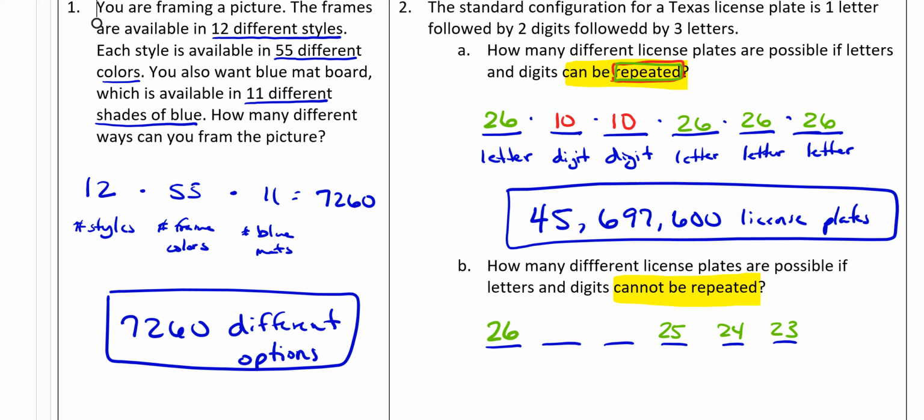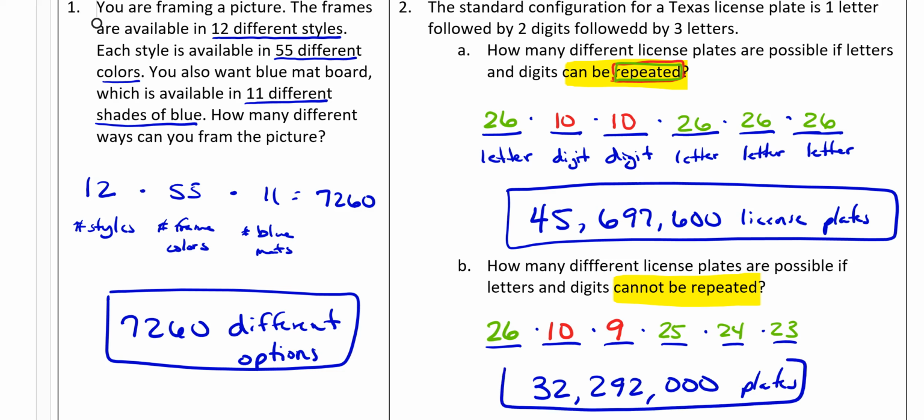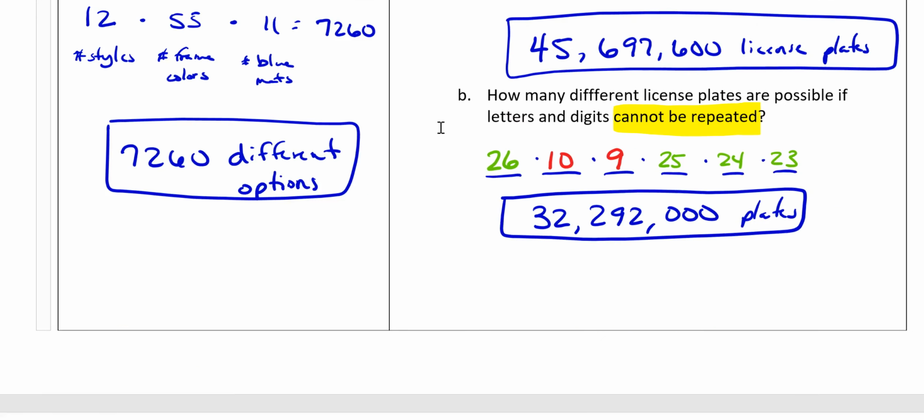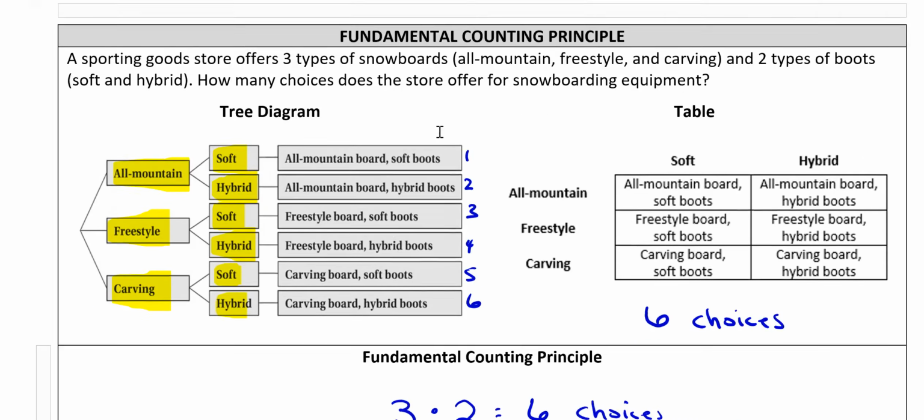Same thing with our digits. Now we still have 10 digits, but let's say we chose the number 5. We can't use 5 now. So now there's only 9 to choose from. So hopefully you can see that there's going to be fewer choices if we take out repetition. So again, if I multiply all of these things together, I should get 32,292,000 license plates. Okay, so still a very large sum, but not nearly as many as if we can include the repetition. Okay, so that is the fundamental counting principle.